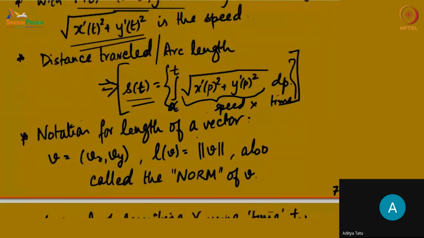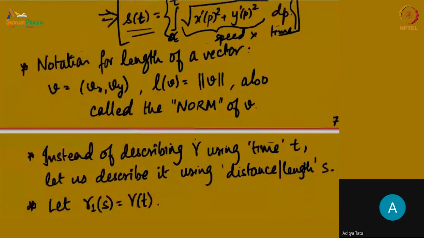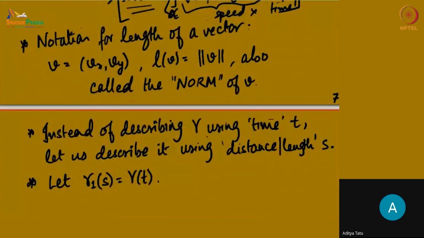So the question is, instead of using the time parameter, gamma is a function of time, isn't it? As of now, instead of describing the position with respect to time, can't we describe it with respect to the distance that it has traveled?